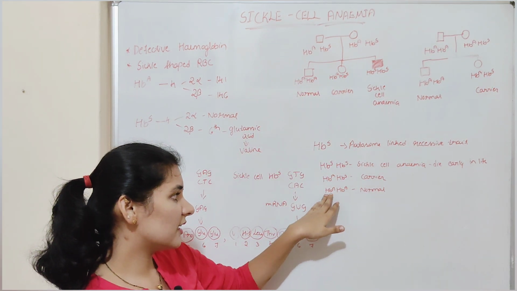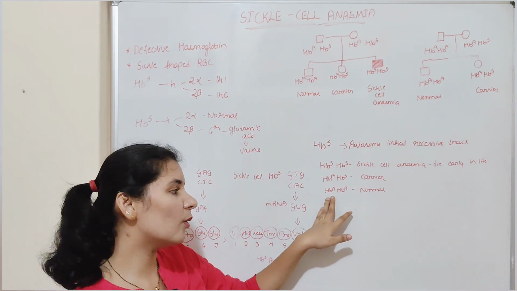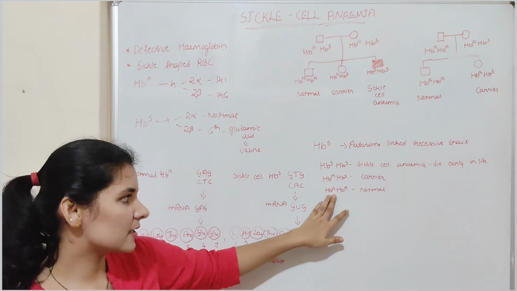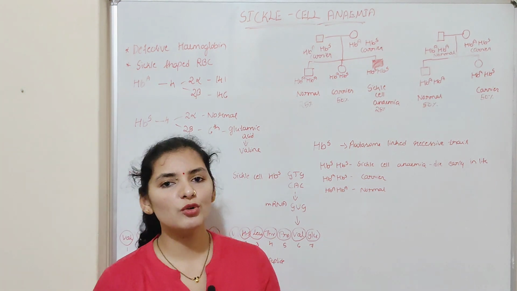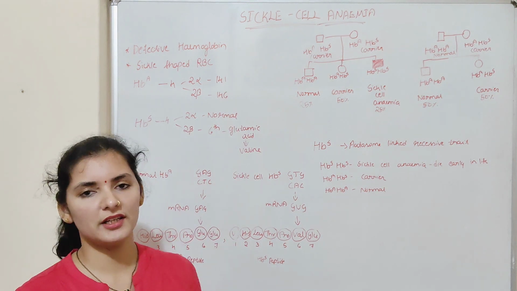The third condition is HbA. HbA means it is the normal condition. So both chromosomes of the homologous pair have the normal gene. No abnormal gene is present, because of which that individual will be normal. Now we'll discuss the mode of inheritance of sickle cell anemia in different conditions. There are mainly two conditions.